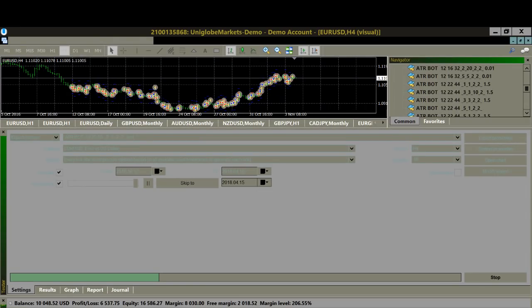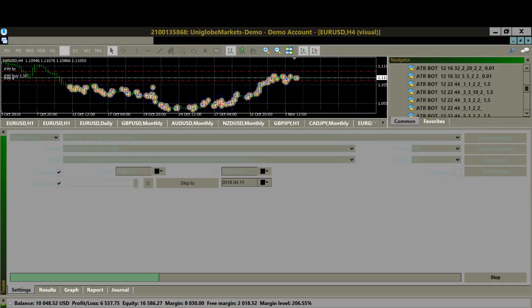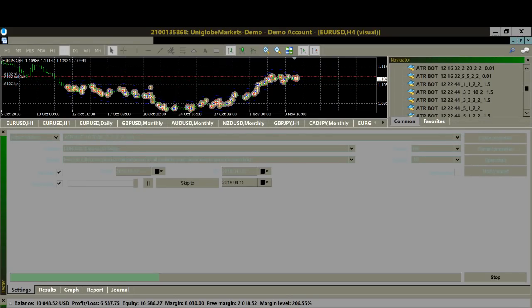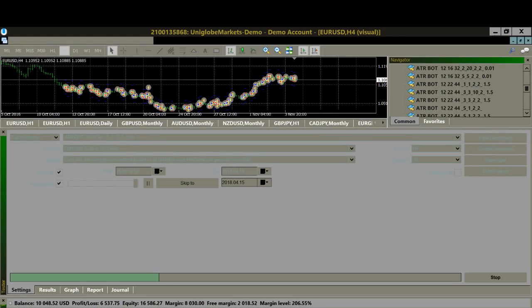Okay, so your micro account. There's no cent account. Spreads as low as 1 pip, but see, that's floating. So. Wait for InstaForex to load.